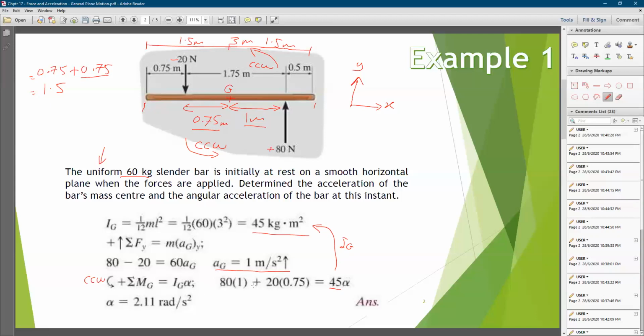Then solve this equation, because we only have one equation and one unknown. Therefore, alpha, the angular acceleration of the bar, is equal to 2.11 radians per second squared.